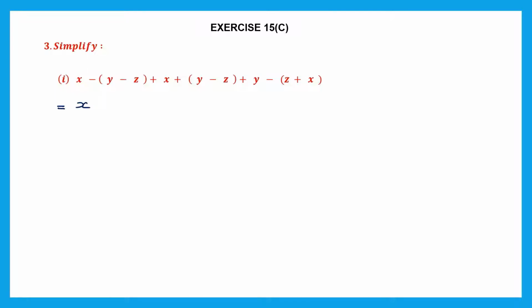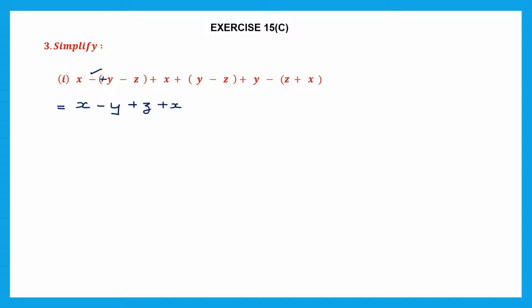Now, when we remove brackets, we need to see the sign before the bracket. If it's a minus sign, the sign of all the terms inside the bracket will change. Now, y has a plus sign. So now that is going to change. Plus y is going to become minus y. Minus z will become plus z. Then I carry on. Plus x.